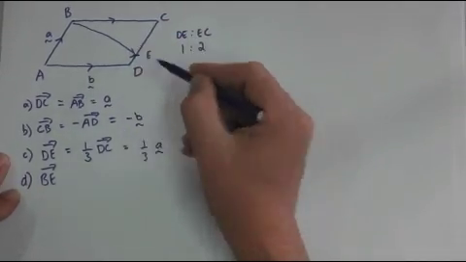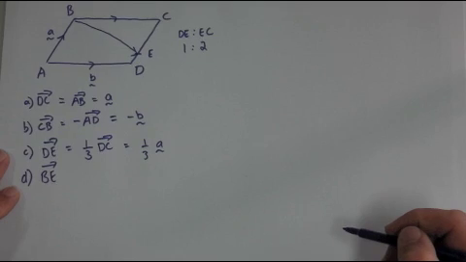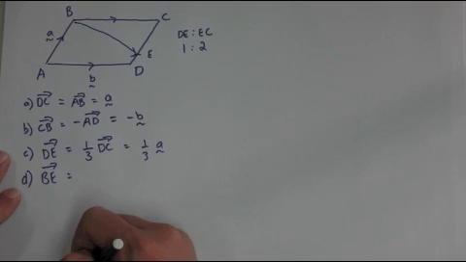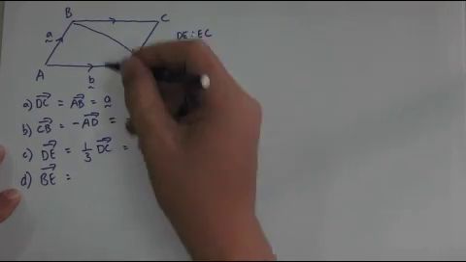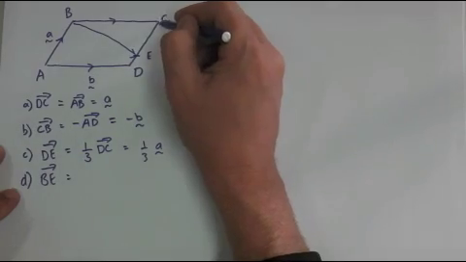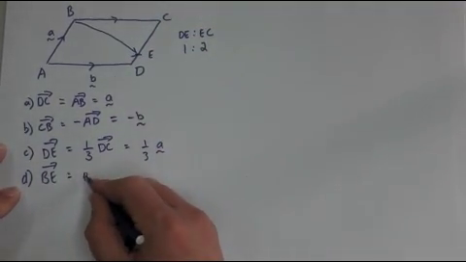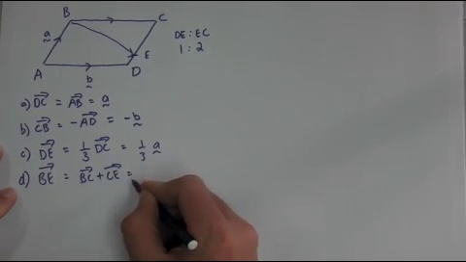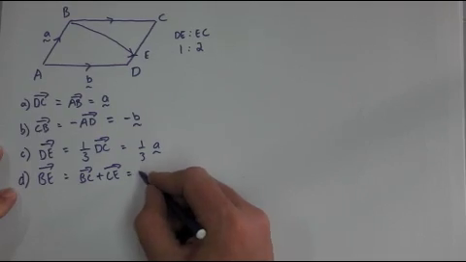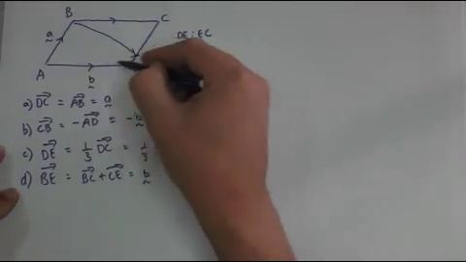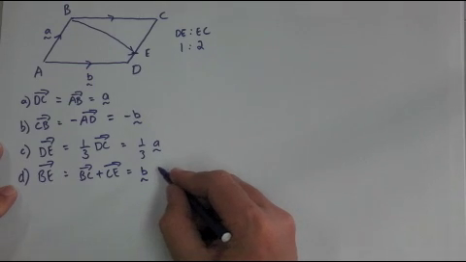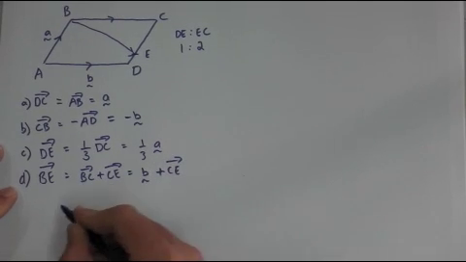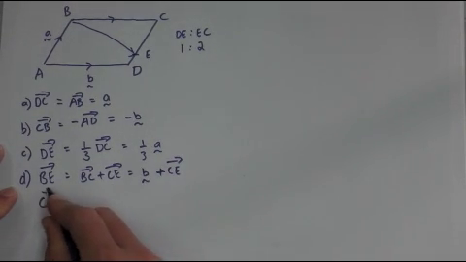That vector there. And this is where I need to use a little bit of vector addition. BE is the same as going B to C and then C to E. So BE is the vectors BC plus CE. Well, BC we know is the vector B because it's parallel to the vector AD. And CE, well, we need to find out what that is first. So let's determine what CE is.